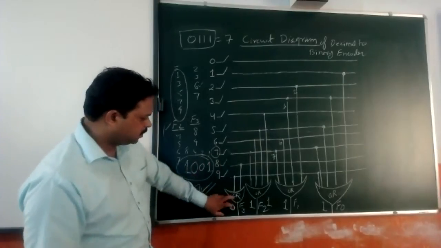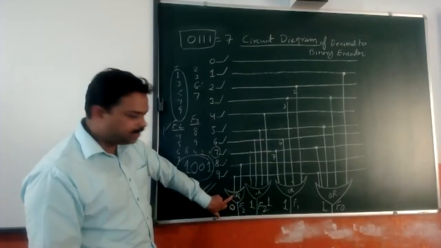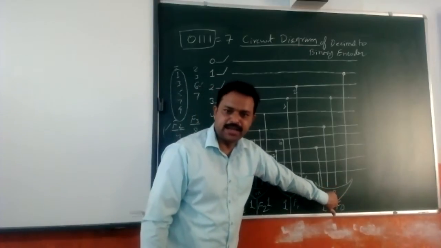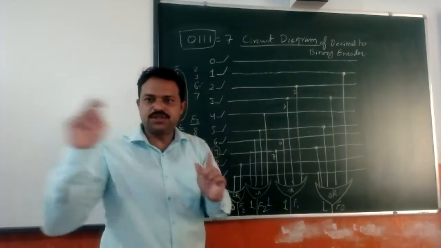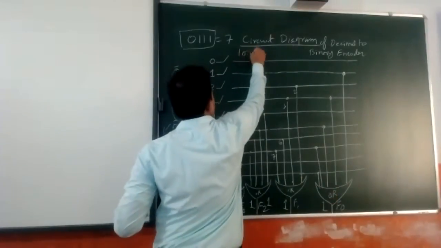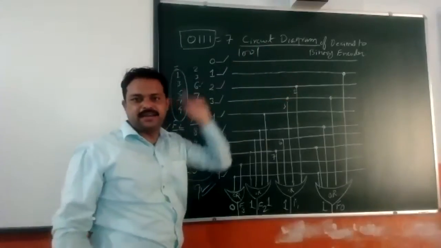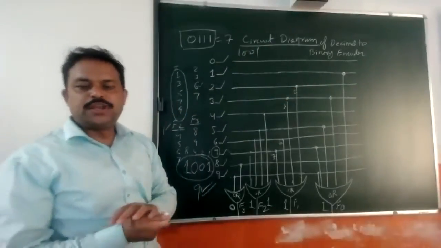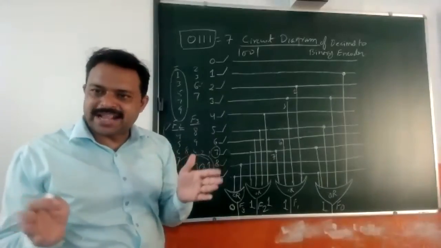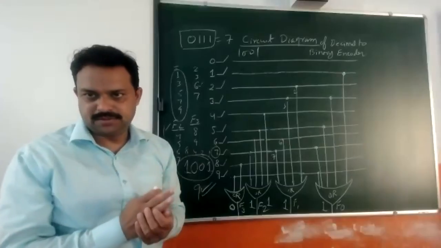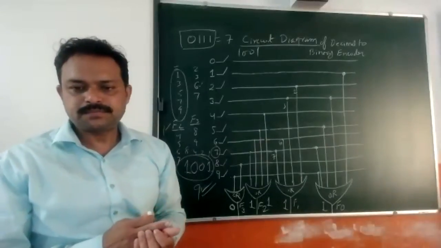1, 0, 0, 1. Here you will get 1 as a signal. No signal. Here we will have 1 signal. So what is the combination? 1, 0, 0, 1. It is nothing but 9. So in this way you can explain the working principle of the encoder, decimal to binary.